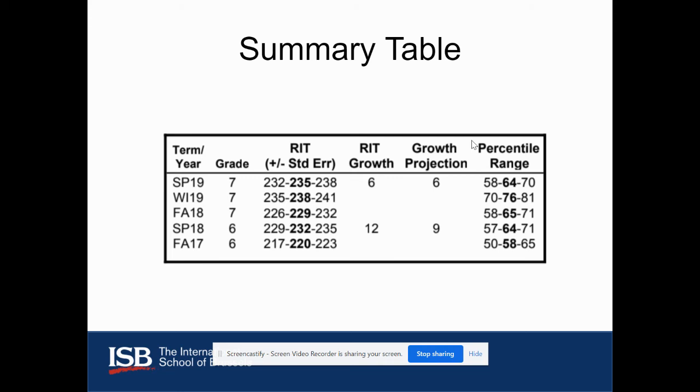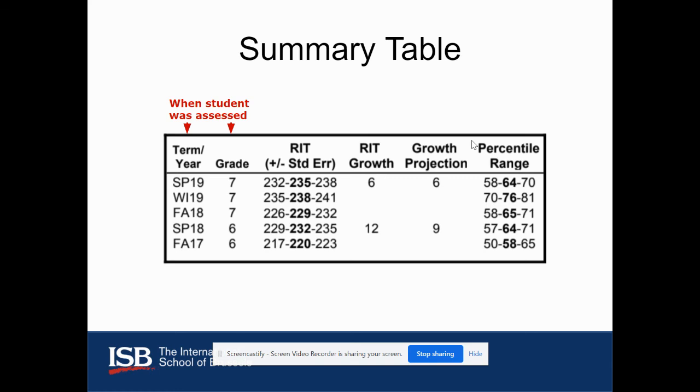In the summary table, you'll see all of your child's data during their time at ISB. First, you'll notice the school year. FA is for fall or autumn, WI is for winter, and SP is for spring, followed by the year the test was taken. Some grades at ISB take the test 3 times a year and others twice a year, so you may not always see a score for the winter testing period.